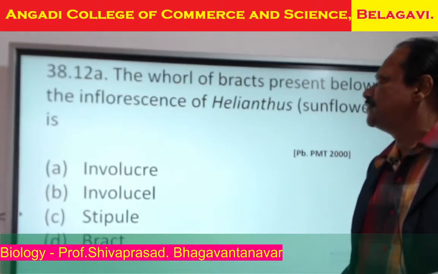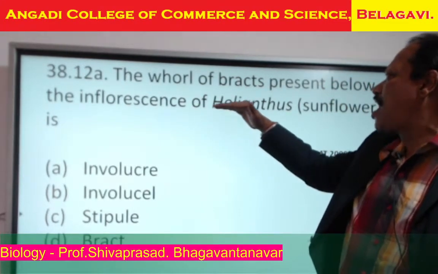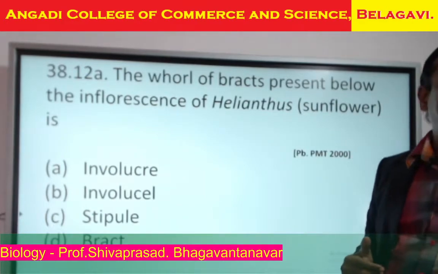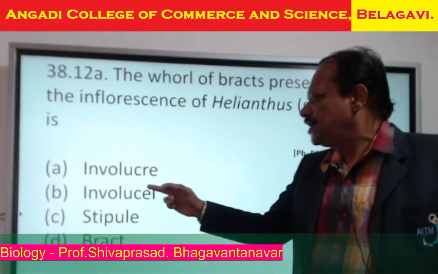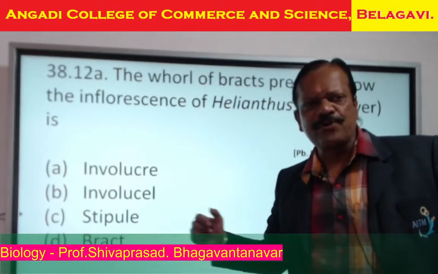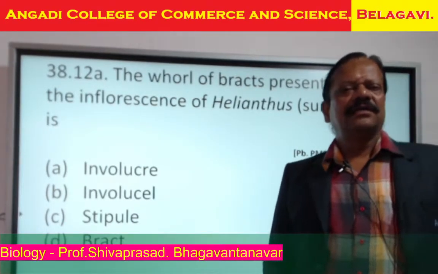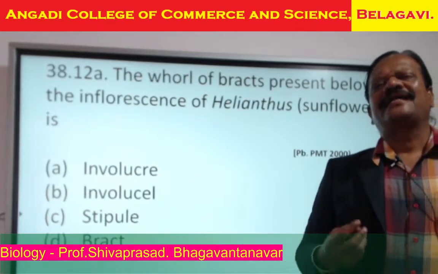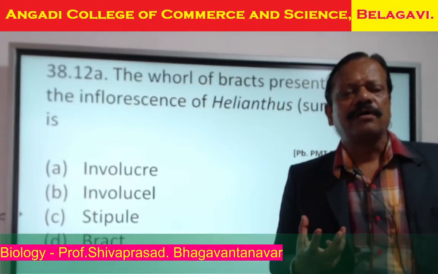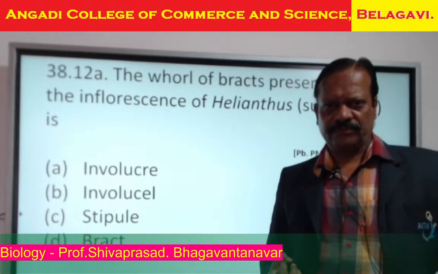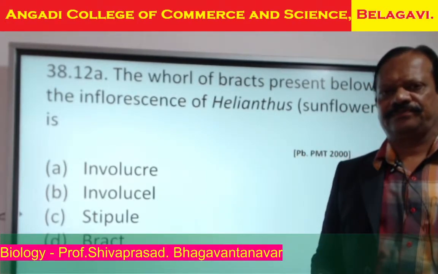Now see, the whorl of bracts present below the inflorescence of Helianthus annuus is. Here, involucre, stipule, bract. Here, the involucre, they are the special type of green structures which are found below the flower base. And they are in a circle. They are greenish leafy structures.